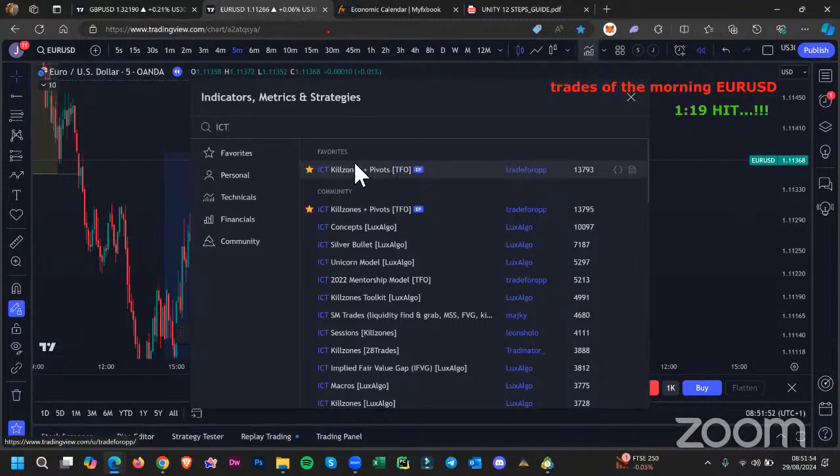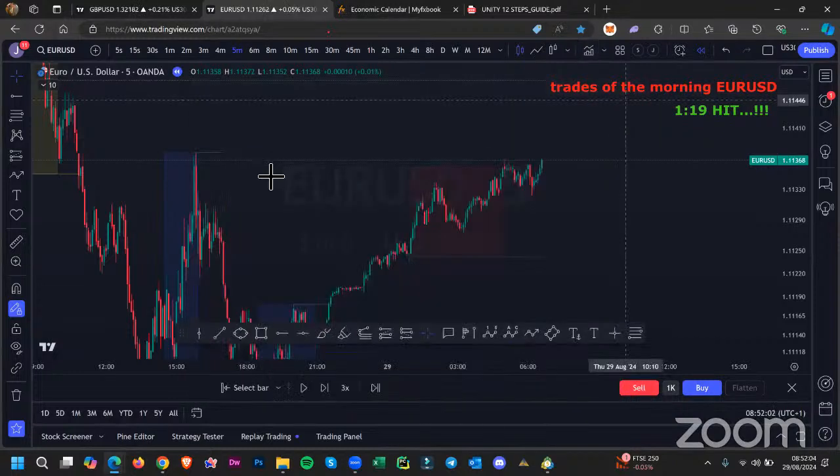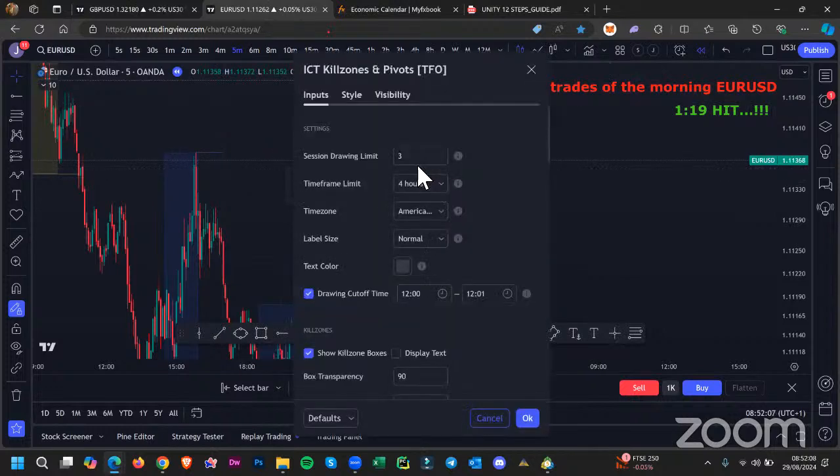Says, yeah, whoever made this, yeah? ICT Kill Zones. This is the only indicator I have. This isn't really an indicator, it's only indicating the sessions, meaning the time of the sessions. And I'm going to show you what my settings for this are. There is no muggy kind of information.